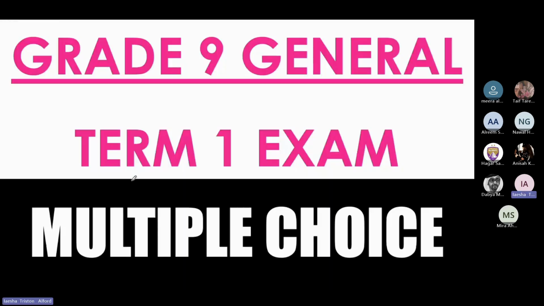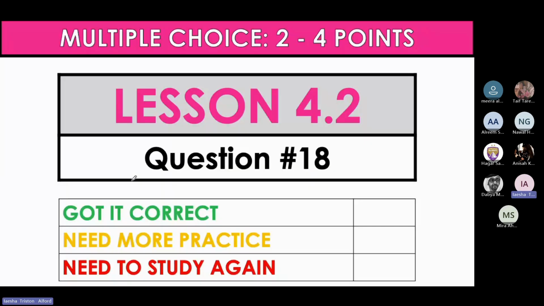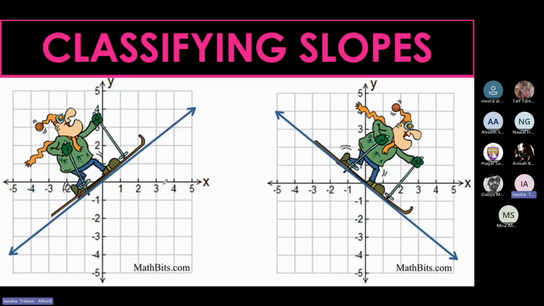Okay, so here we are. Term 1 exam, multiple choice question. We are starting with number 18, coming from lesson 4.2. All right, so this one we have a slope. What slope is this one?